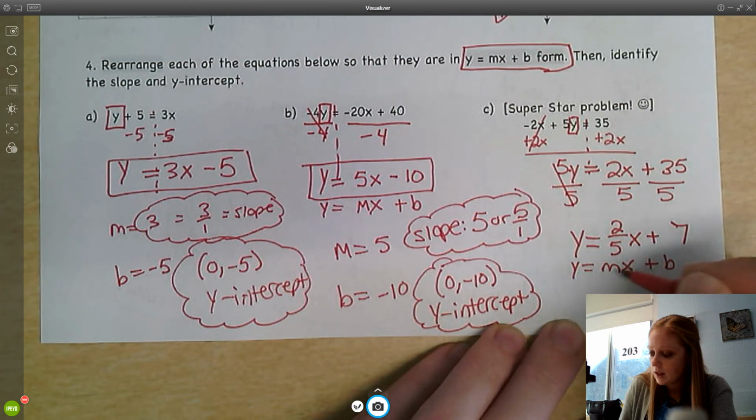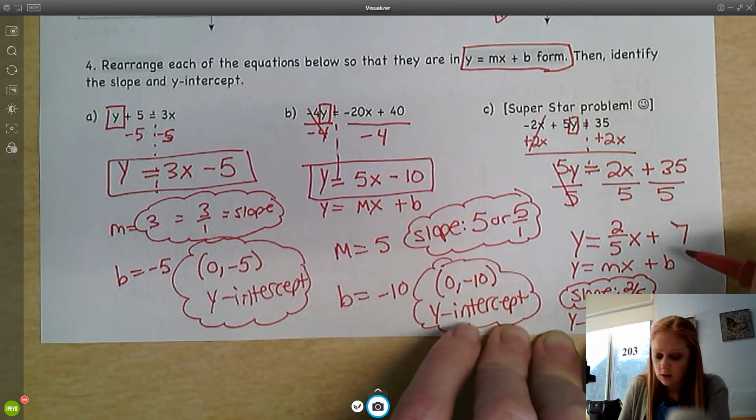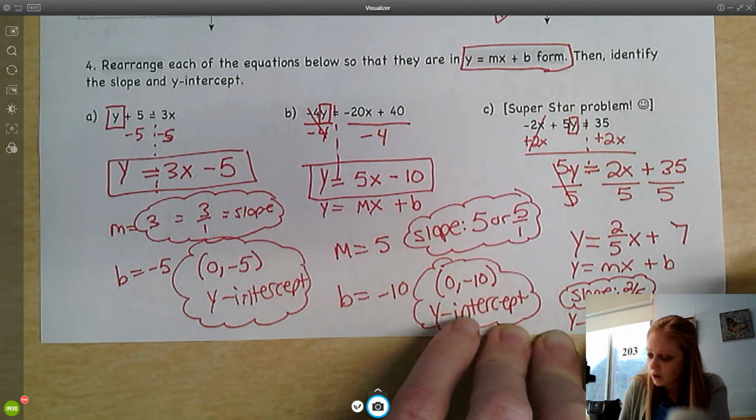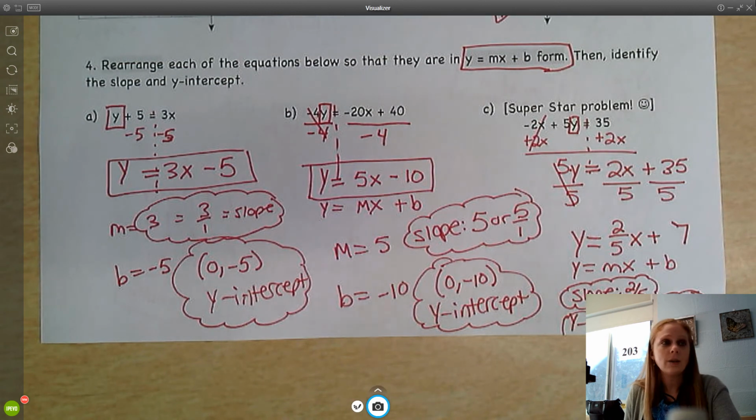Okay, let's figure it out. mx plus b. The m, which is our slope, is 2/5. And our y-intercept would be 7, which would be the point 0, 7. Okay, there we go.